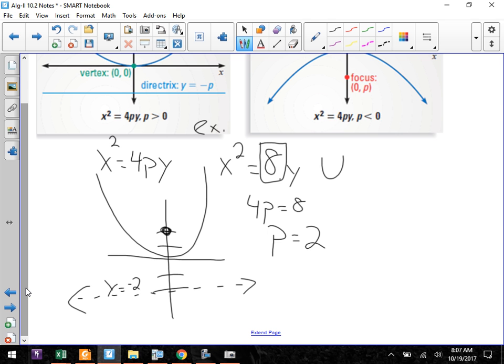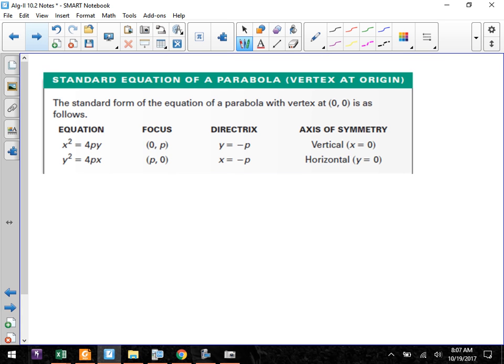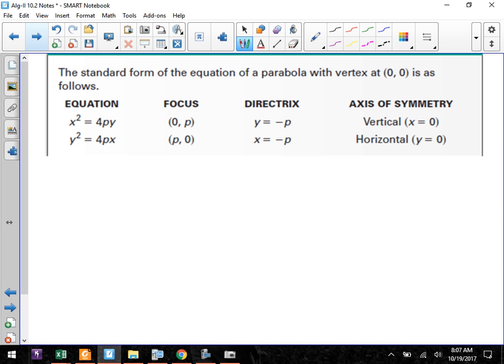Okay. Does it change if I flip-flop to a different type of parabola, a left or a right? No, we're just walking different directions. Let's write this out first. You get this generic form for parabolas. You're either going to have x squared equals 4py, or y squared equals 4px. If it's an x squared parabola, it's going to move up or down. If it's a y squared, it's going to move left or right.